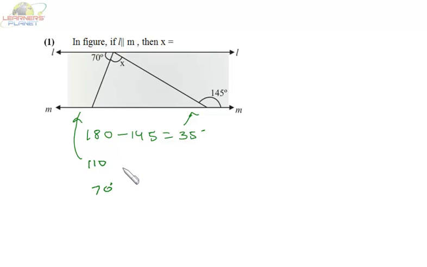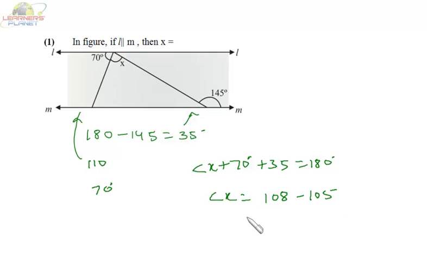Now this is 70 degree, this is 35 degree, and we can see a triangle. So angle X plus this angle, that is 70 degree, plus this angle, that is 35 degree, is 180. So we can calculate 180 minus 105. So it's 75 degree. So the value of angle X will be 75 degree. Clear?